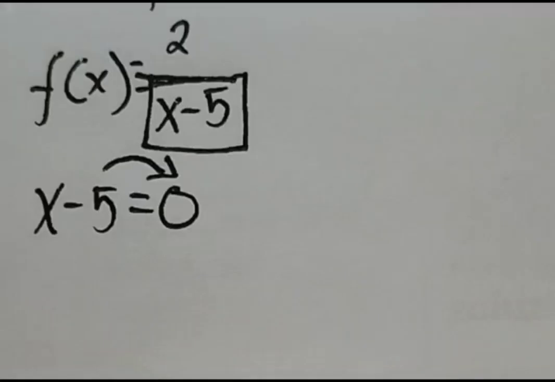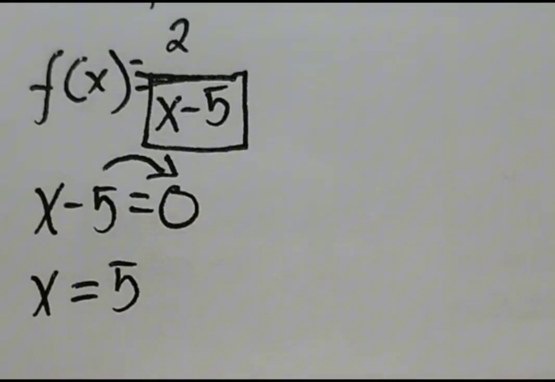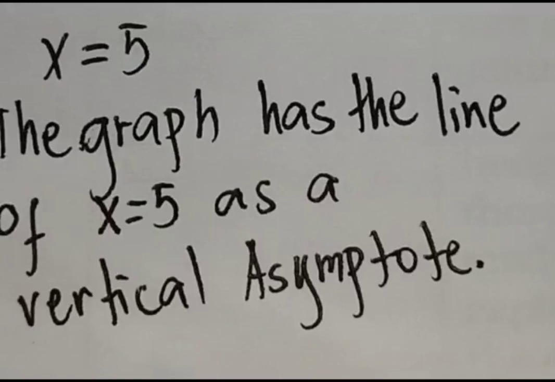Then move the negative 5 to the right side. So it will be x is equal to positive 5. Therefore, our vertical asymptote is x is equal to 5. We can say the graph has the line x is equal to positive 5 as a vertical asymptote.